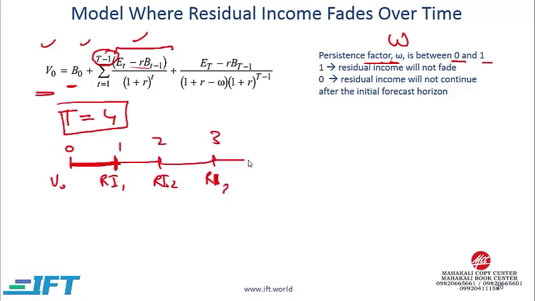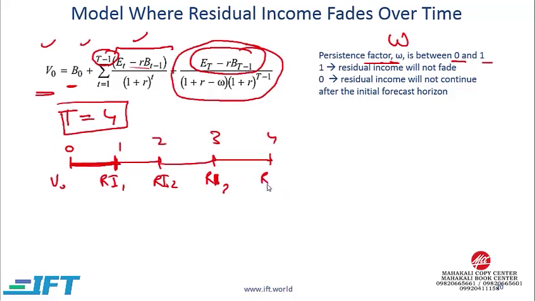Then what do you do? For period 4, this then kicks in. If T is equal to 4, then this is the residual income for period 4. Let's just say for simplicity that the residual income for period 4 is equal to 6. I'm just picking a number. All right, then what do we do?